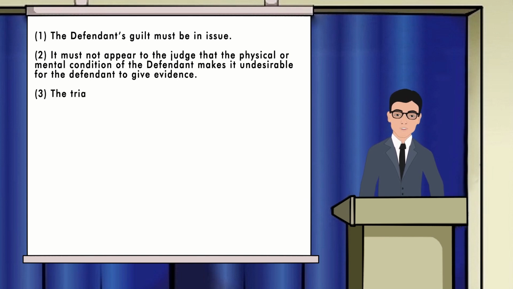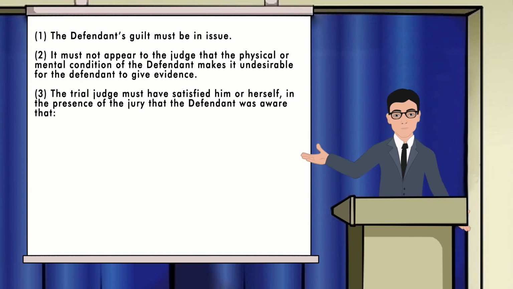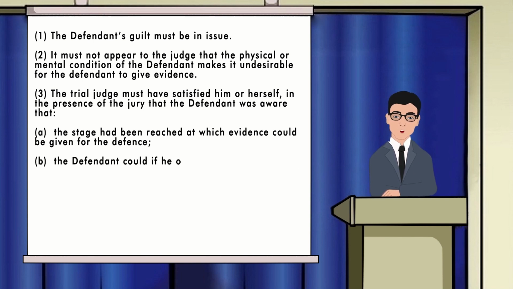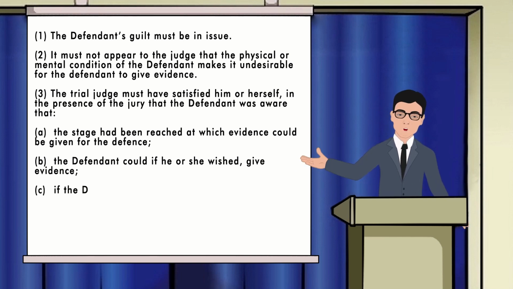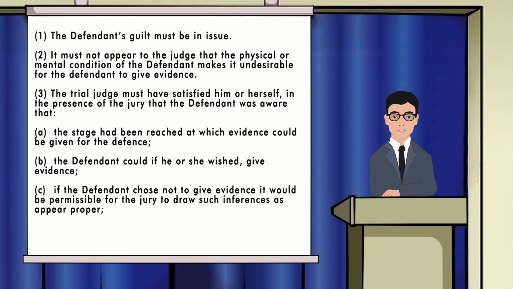3. The trial judge must have satisfied him or herself in the presence of the jury that the defendant was aware that a. The stage had been reached at which evidence could be given for the defence. b. The defendant could, if he or she wished, give evidence. c. If the defendant chose not to give evidence, it would be permissible for the jury to draw such inferences as appear proper. And 4. The defendant declined to give evidence.